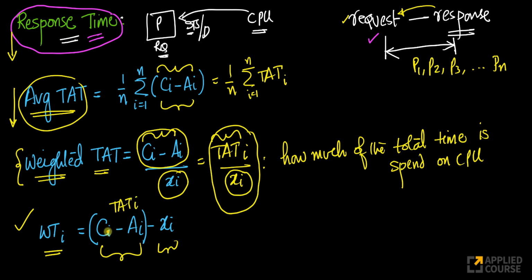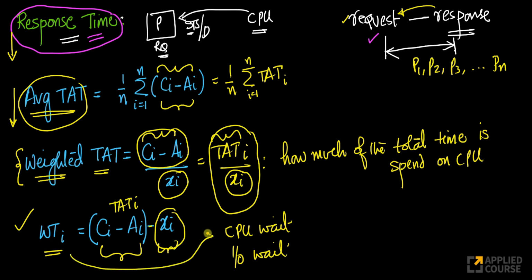From the time of completion, if I subtract the time of arrival, I get the total time the process is alive. From that, if I subtract the amount of time the process is being executed, what do I get? I get the total wait time. Again, this wait can be CPU wait. It can be IO wait. This wait time has both CPU wait and IO block wait. It could be either of them, right? But this is how we can define the total wait time of a process i.